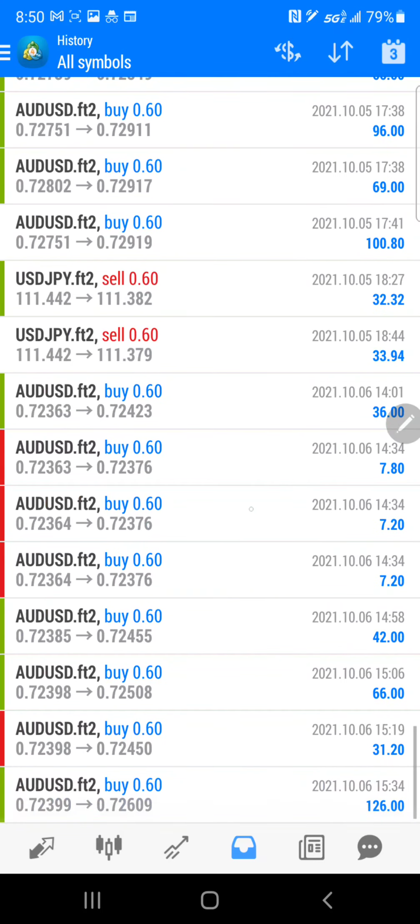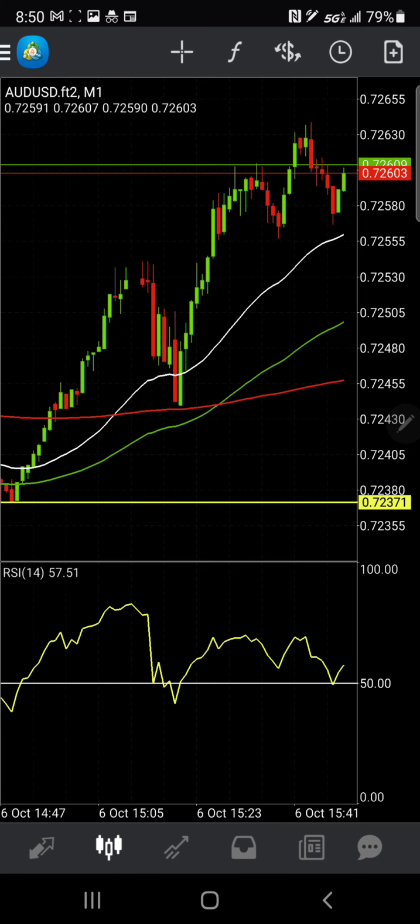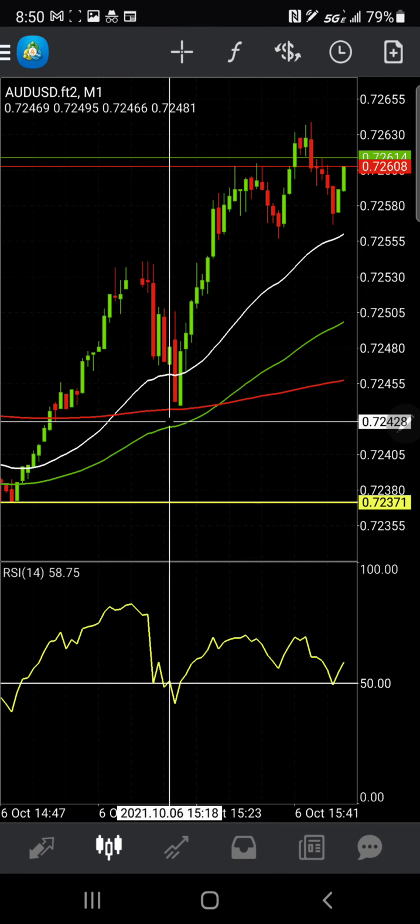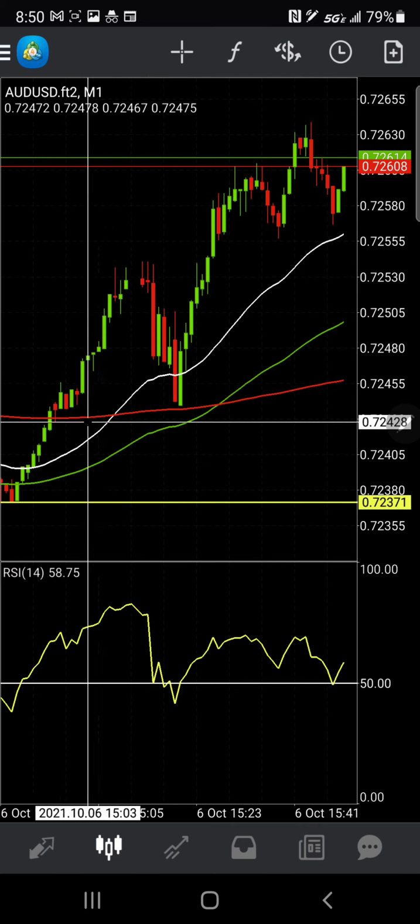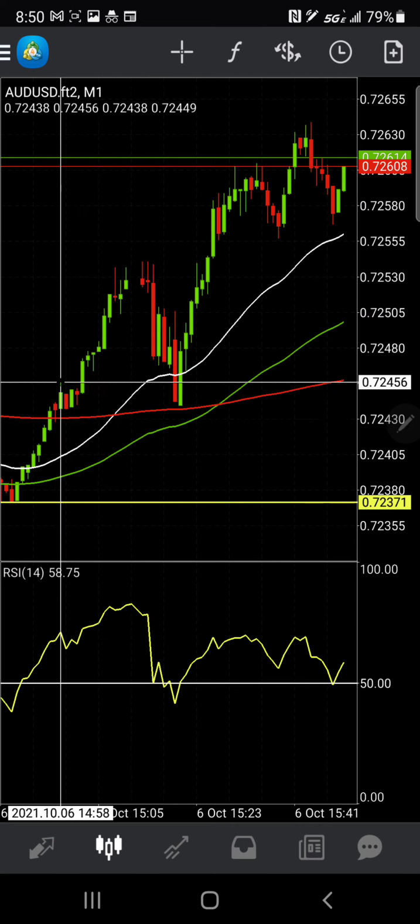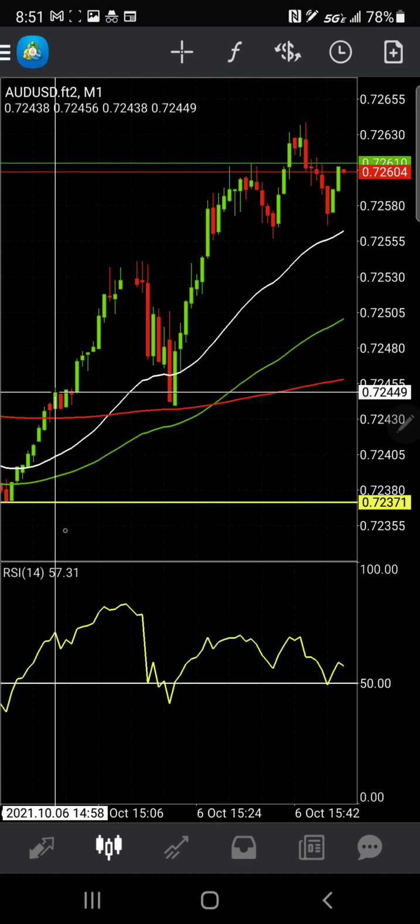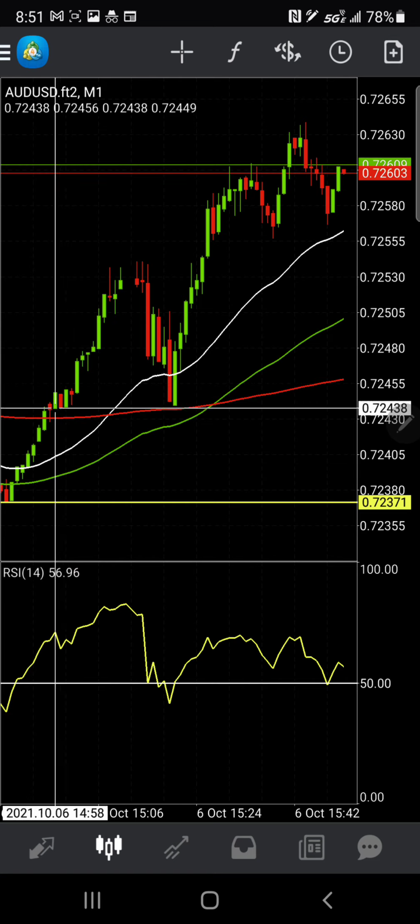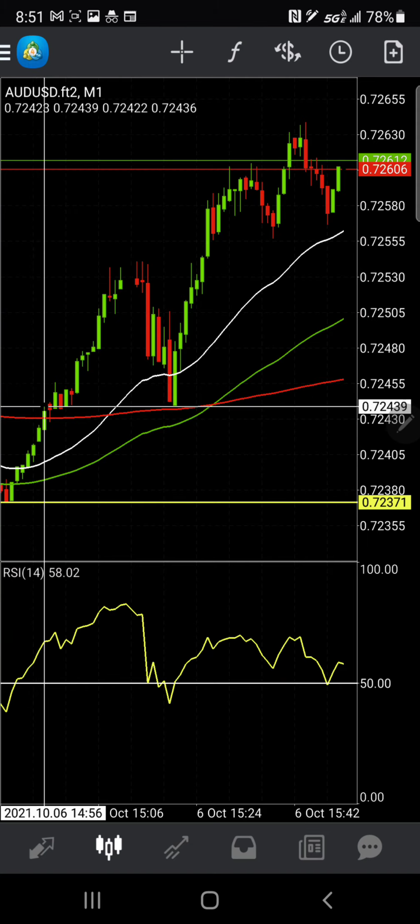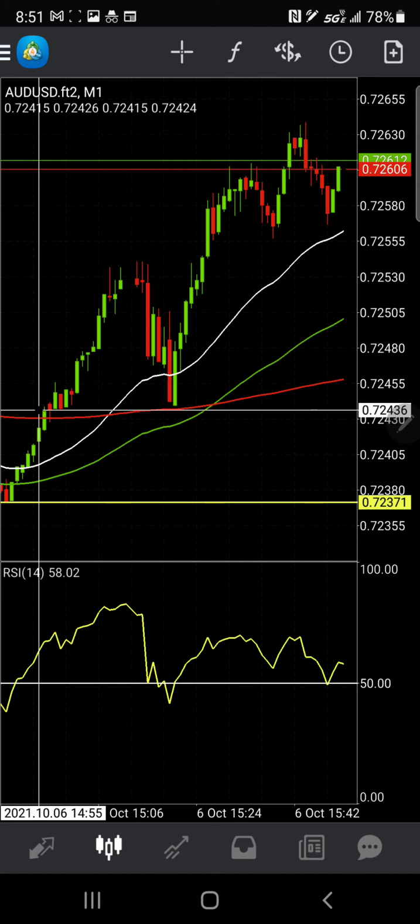And then this last trade here that I took, I got in on another position. So I saw the uptrend was forming. I re-entered 21 pips away at 72385 at 14:58. Okay, so I re-entered. Let's see, I re-entered right here.